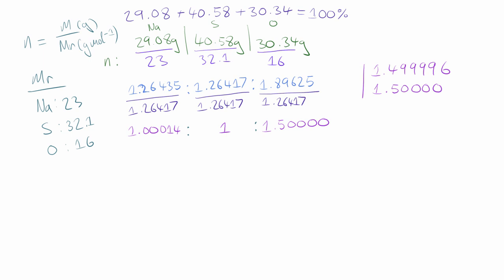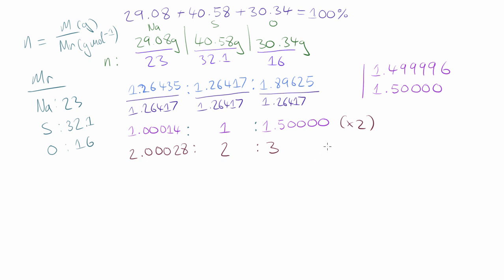In this case, simply by looking at it, you can figure that if I multiply 1.5 by 2, we're going to get a whole number, right? You're going to get 3, right? So let's multiply everything by 2. And what do we get? Here we're going to get 2.00028. Here we're going to get 2, right? And here we multiply that by 2. What are we going to get? We're going to get 3, basically, right?